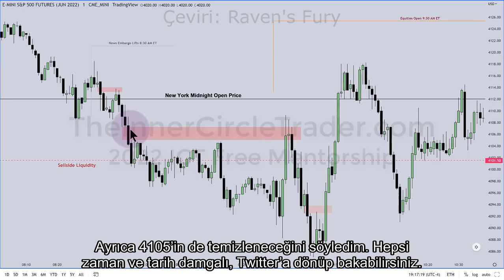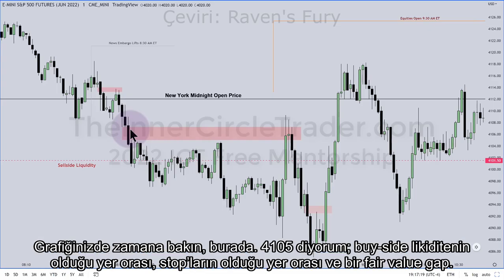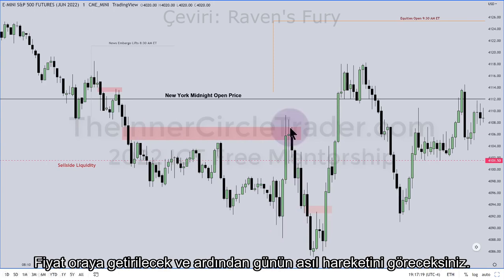It's all time and date stamped, folks. You can go back on Twitter, take a look at it. It's there. It's undeniable. It's not ambiguous. It's very specific. Look at the time on your chart. It's here. I'm saying at 41.05, that's where the buy side liquidity is. That's where the stops are. And there's a fair value gap there. It's going to reprice there. And then you're going to see the move, the real move for the day.